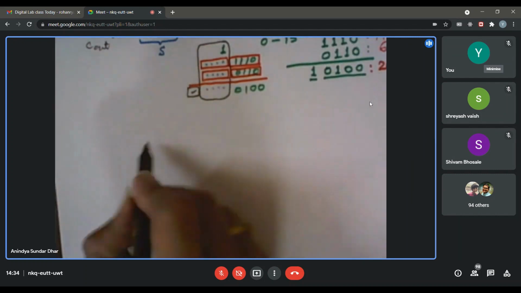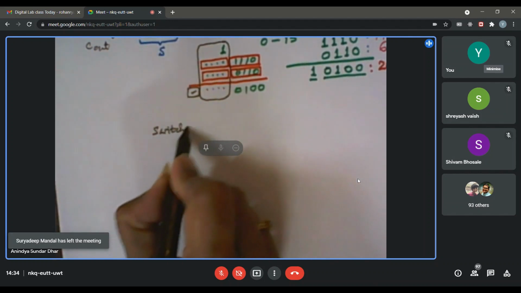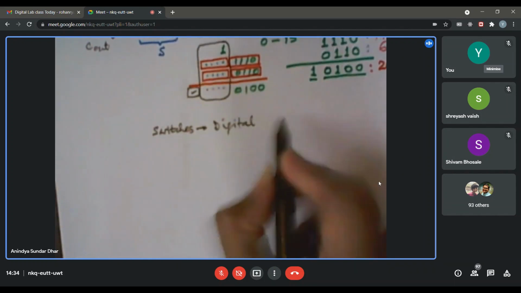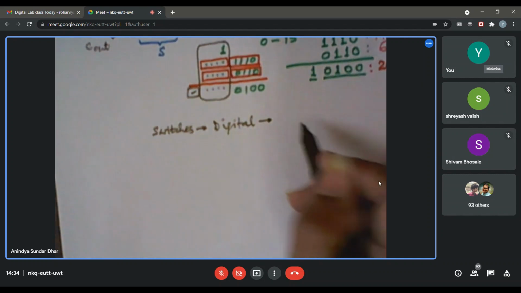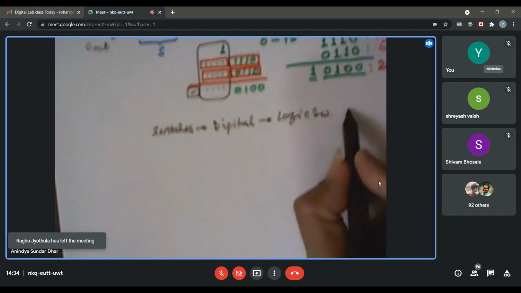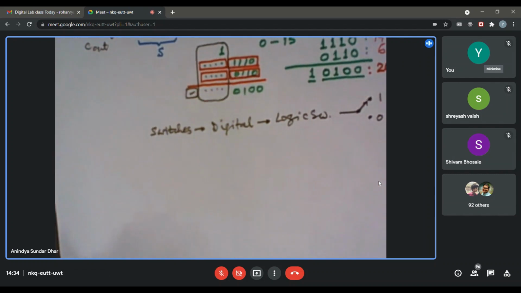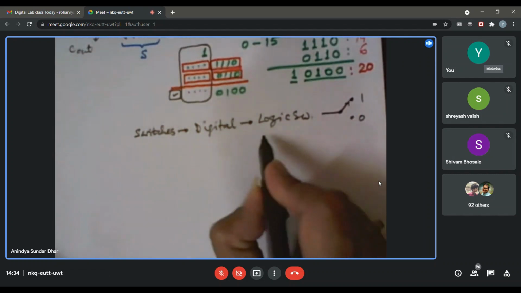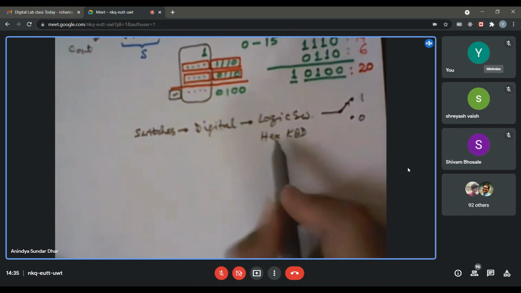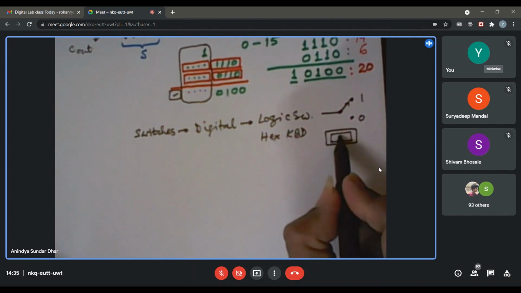So I was telling that inside the digital devices, under switches and then digital, we have several options. Out of them, I think 3 options are very useful. One is called a logic switch. It is basically something which looks like this. You can set it to a logic 1 or a logic 0 just by clicking it.